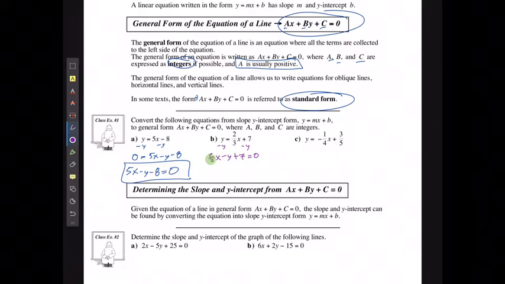So if I multiply the first one, 3 times 2 is going to be 6, divided by 3, I have 2x. Minus y times 3 is going to be negative 3y, and 7 times 3 is going to be 21, and there's my answer.